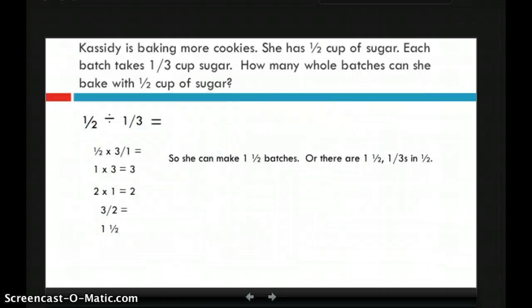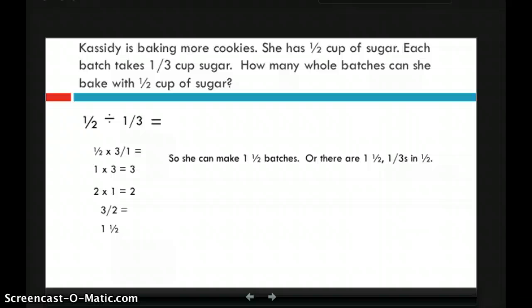Finally, we can double check our thinking by solving with a number sentence. First, we take half and we divide it by 1/3. We invert and multiply the tops, and then we come up with 3/2. This is an improper fraction. To make it proper, we look at the bottom number first.